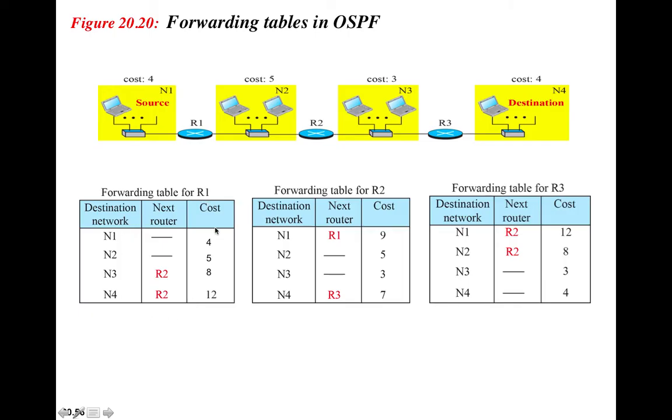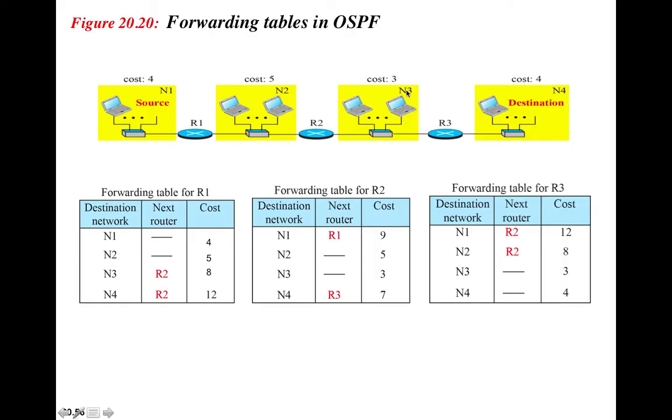Now, making the routing tables or the forwarding tables for OSPF, they are quite similar to how we did with RIP, but instead of the hops, we are now putting in the values for the costs instead. So for R1, you have N1. There's no next router, it's directly connected to R1, and the cost of reaching this network is 4. N2, same thing, directly connected, and the cost is 5.